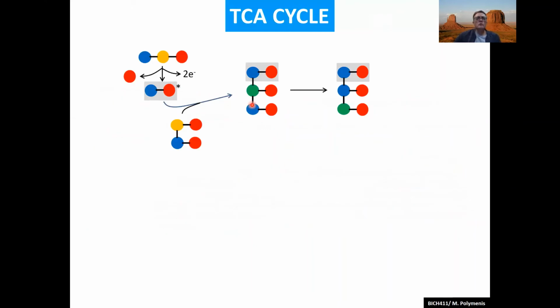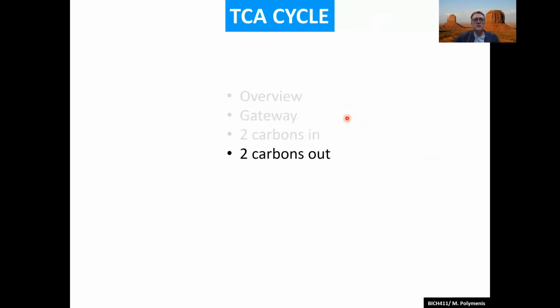All right, so all we did here is we moved the hydroxy group one position, and that finishes the input now of the 2 carbons in the TCA cycle. In the next video, we'll see how the 2 carbons come out in the form of CO2.